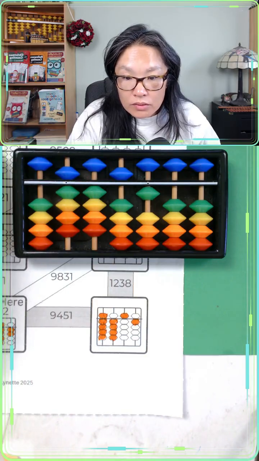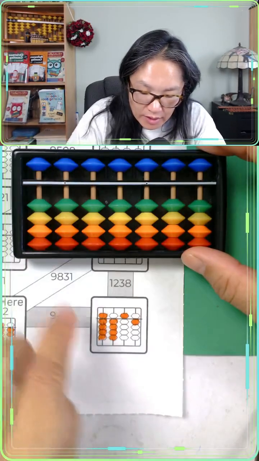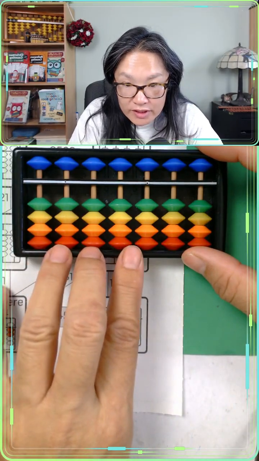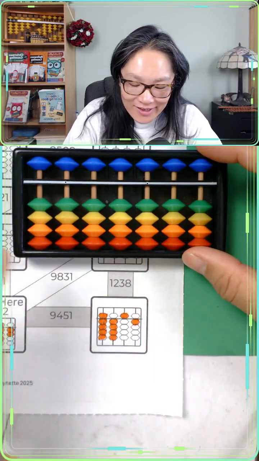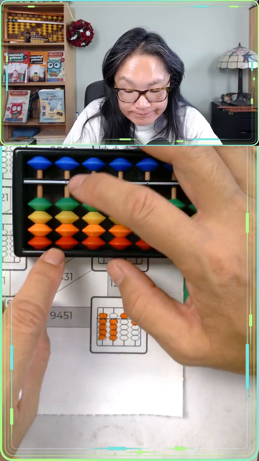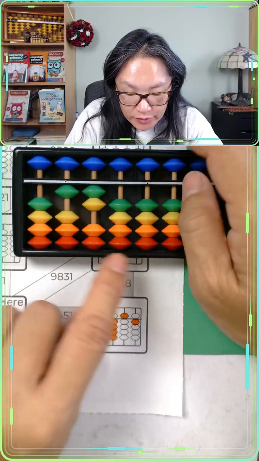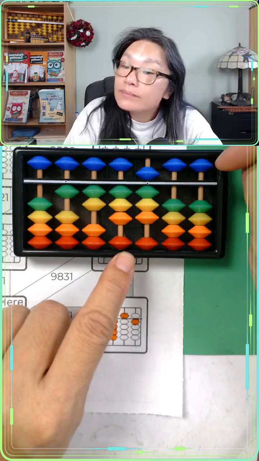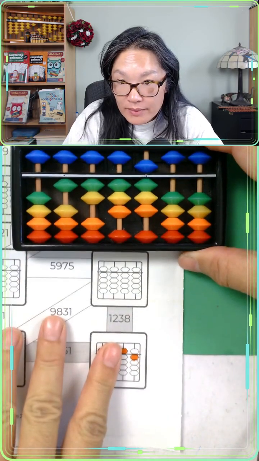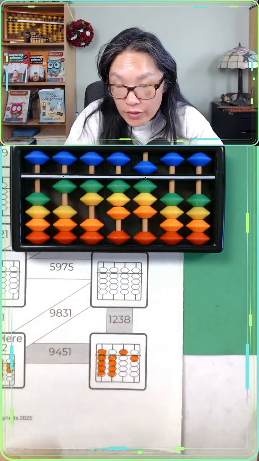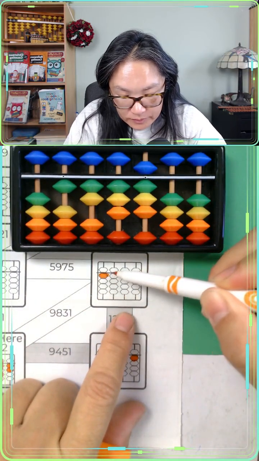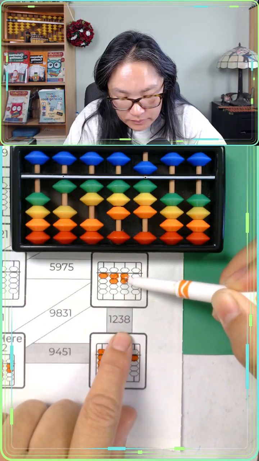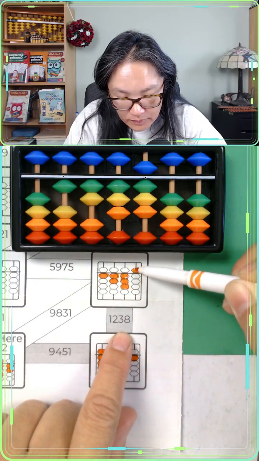There we go. Okay, so our next number is 1,238. Again, it's 4 digits. We have 1, 2, 3, 4 columns. Because it's a 4-digit number, we use 4 columns. It'd be 1, 2, 3, and then 8. 5, 6, 7, 8. So on the abacus, we're going to put 1,238. How did I get there?